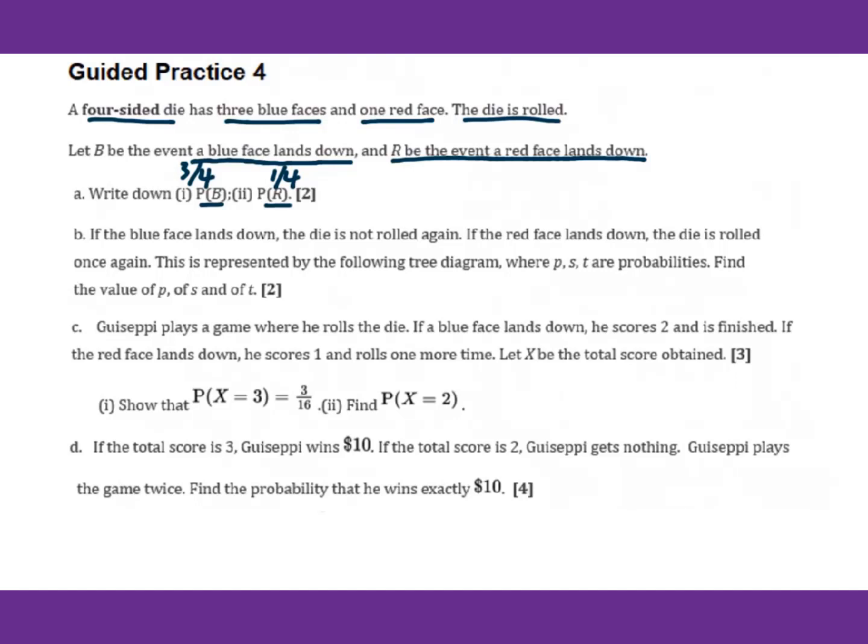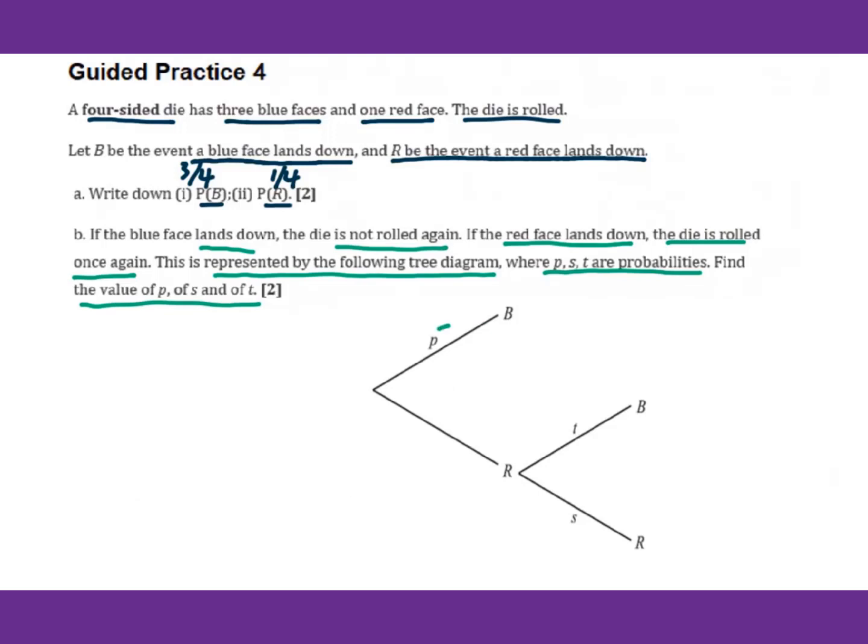If the blue face lands down, the die is not rolled again. If the red face lands down, the die is rolled once again. This is represented by the following tree diagram where P, S, T are the probabilities. Find the value of P, S, T. This P will be 3 over 4. Then you have 1 over 4 here. Then we wrote again, this still 3 over 4. And here is 1 over 4.